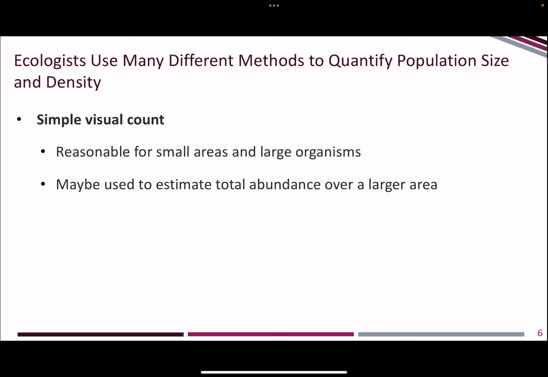And so usually what happens is that ecologists use sample size. They count all of the organisms that they can in a particular area to estimate the total population size over a larger area. The other thing that they can do is sample a few individuals from a larger area and then extrapolate. So we'll talk about how they might do that.